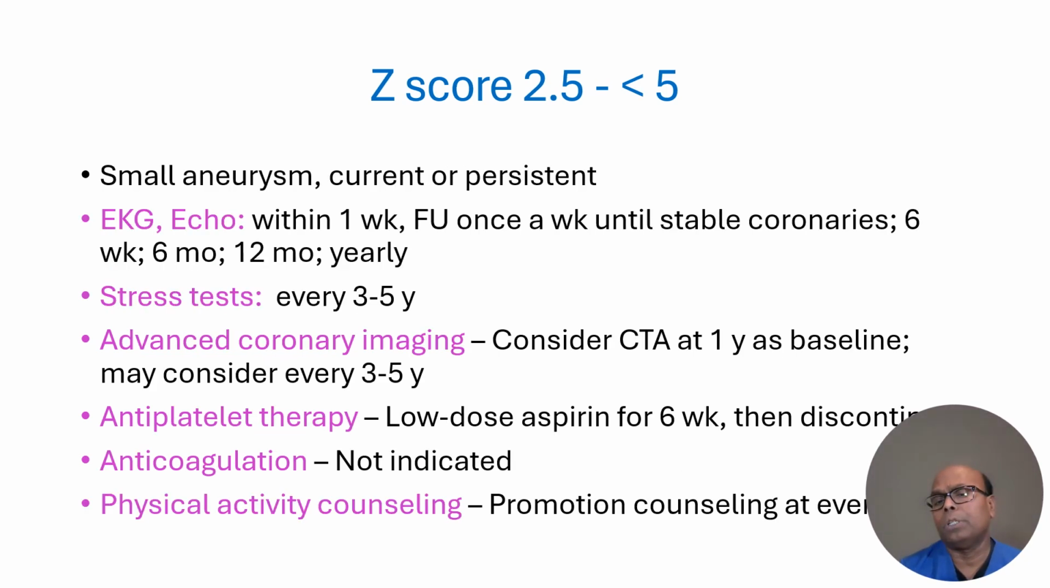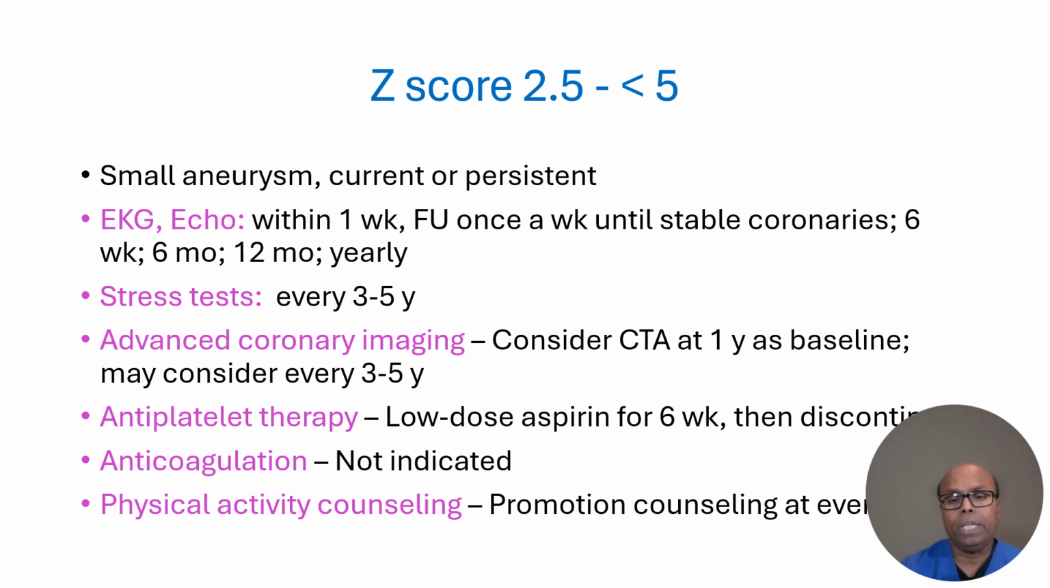When the Z-score is 2.5 to less than 5, again, there are 2 categories. This one falls into small aneurysm. It can be current or persistent, or regressive. This is current and persistent if it is there.